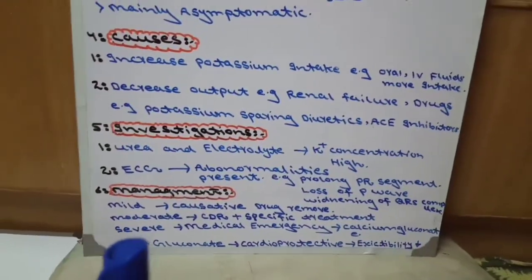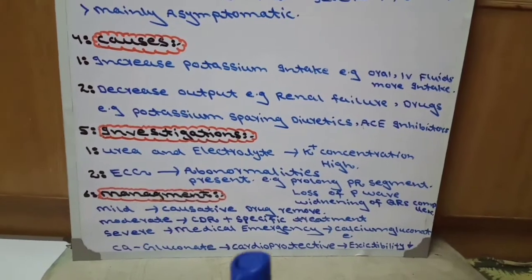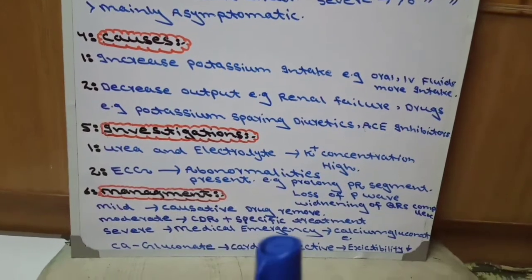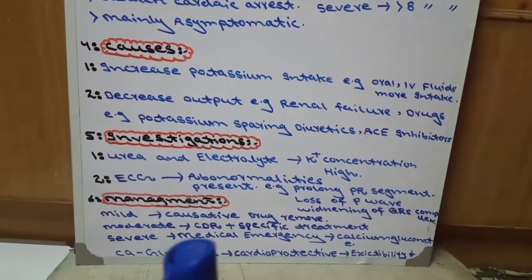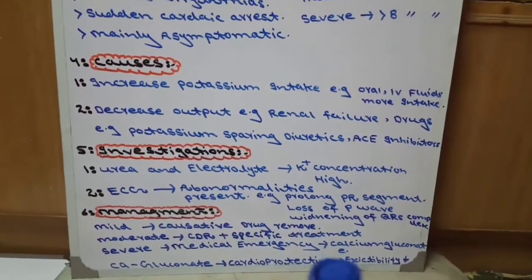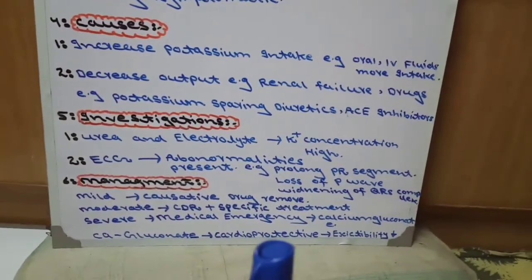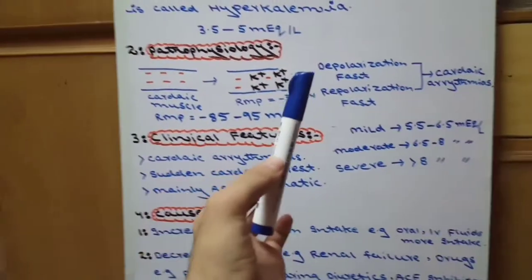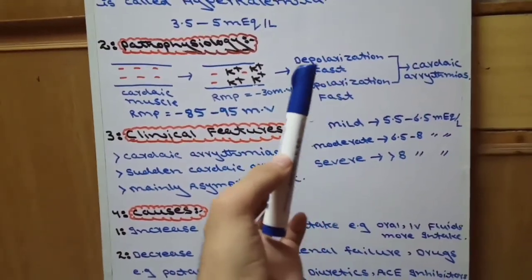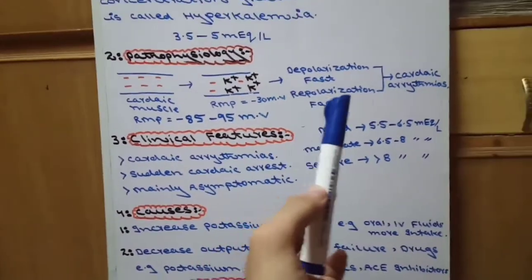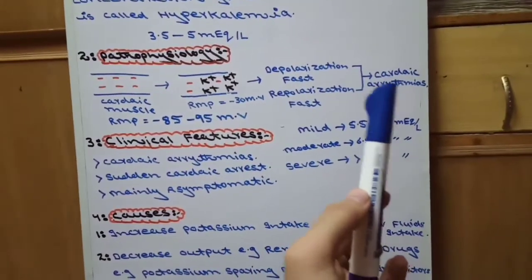Number three, if hyperkalemia is severe, this is considered a medical emergency, and for severe hyperkalemia management we give calcium gluconate, and calcium gluconate is cardioprotective. How is calcium gluconate cardioprotective? Calcium gluconate decreases fast depolarization and decreases fast repolarization. As a result, there will be no cardiac arrhythmias.